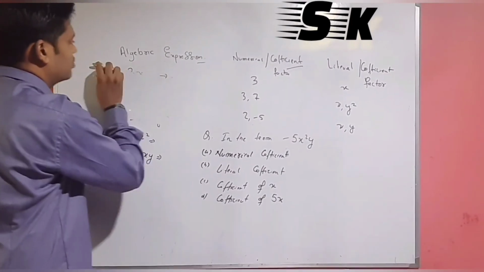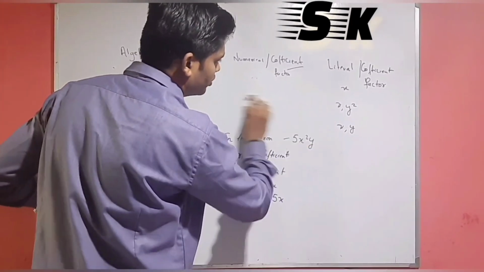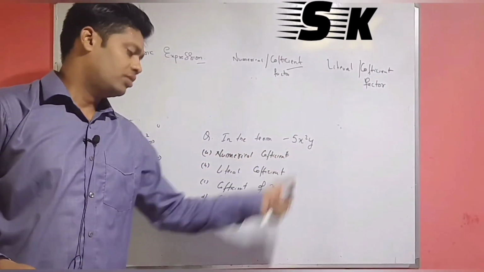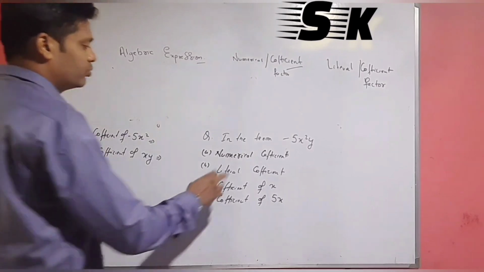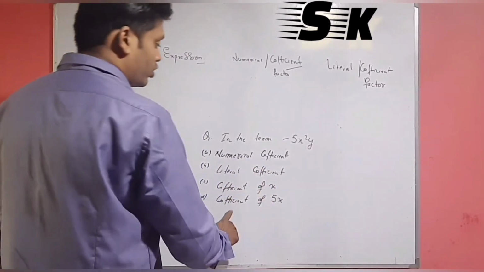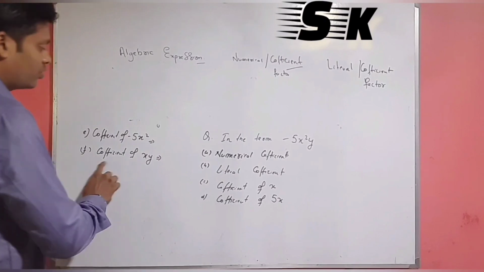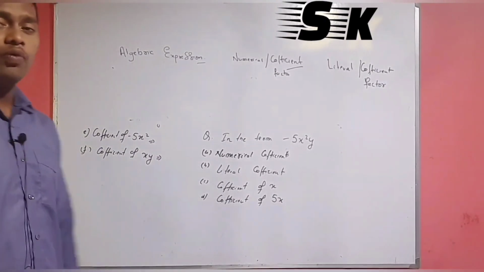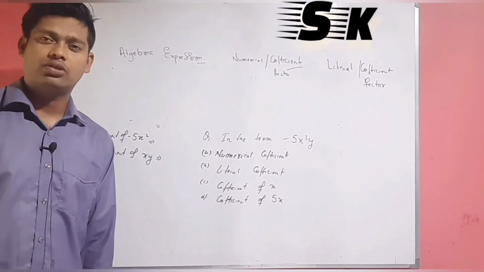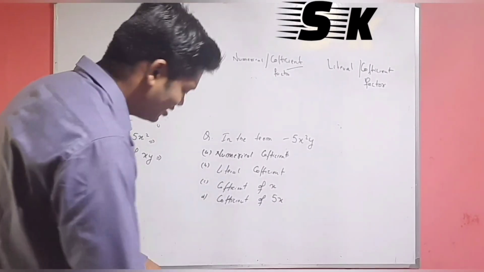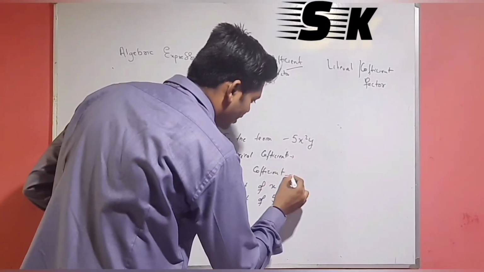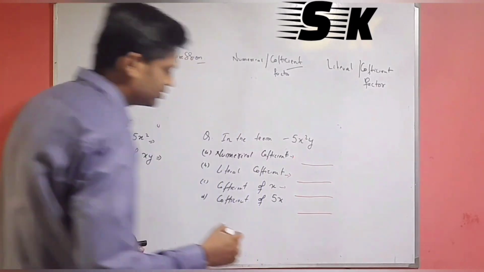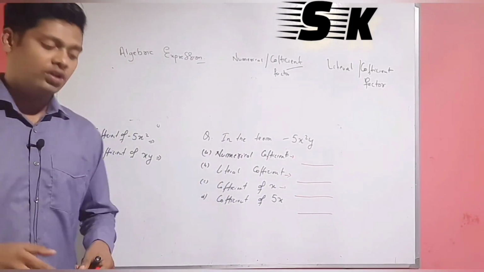Let me erase this so that the question will be clearly visible to you. This is the question. In the term minus 5x square y, you have to find out the numerical coefficient, literal coefficient, coefficient of x, coefficient of 5x, coefficient of minus 5x square, coefficient of xy. Important question, because we understood what a coefficient is, how letters and variables look, and how to find the coefficient. So we have to find these answers now. It's just like fill in the blanks.